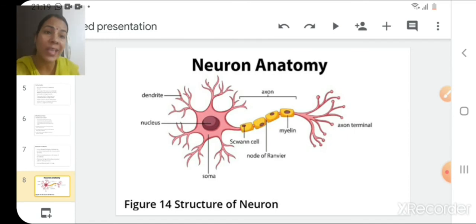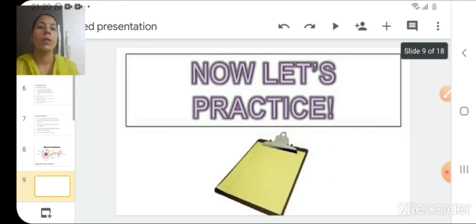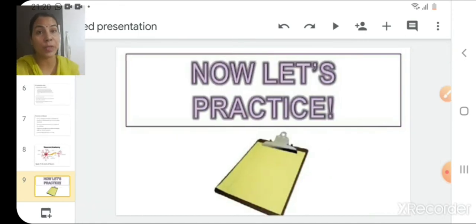But all these three things, Schwann cells, node of Ranvier and myelin, are not given in your textbook, so you need not be worried about them. In your higher classes you will be studying these structures. And the end part of this axon is forming a very special and very important structure which is known as the axon terminal. Now this chapter is completed. The revision of this chapter is completed.